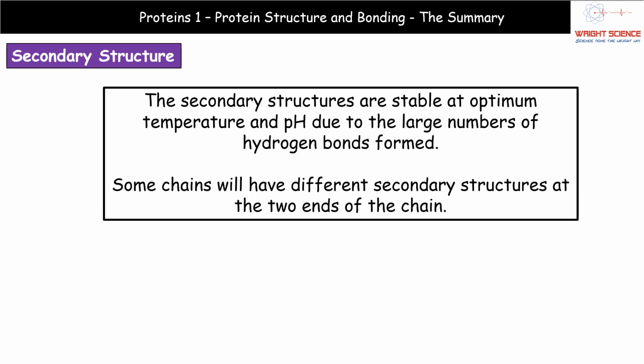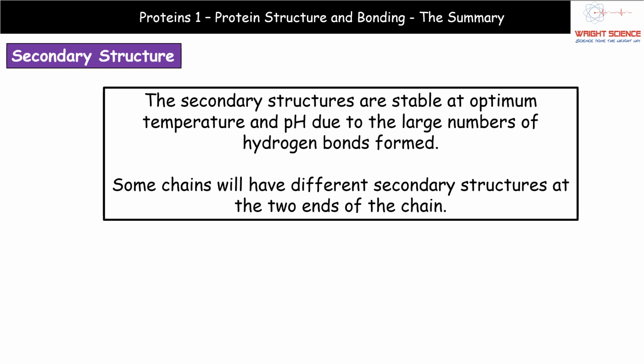One thing to bear in mind when we're talking about these secondary structures of the alpha helix and the beta pleated sheet is that when they're at optimum temperature and optimum pH, they're actually really stable as a structure. And that all comes down to the large number of the hydrogen bonds that occur within those structures themselves.